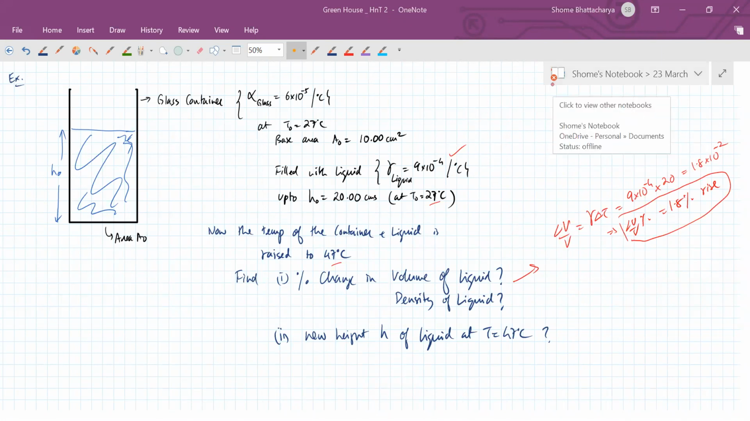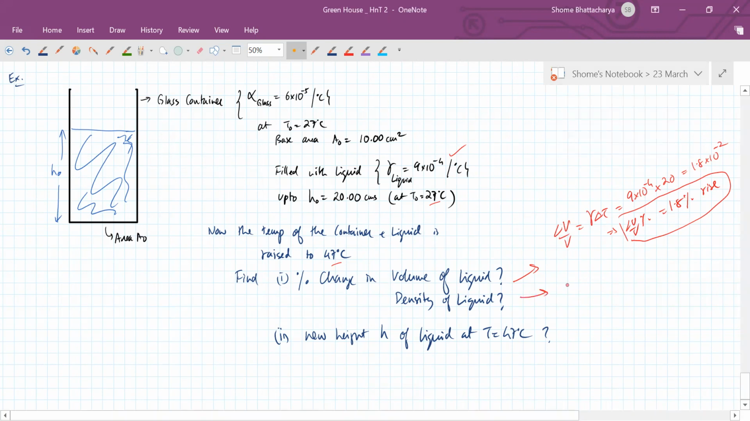Okay. So accordingly, the density is a 1.8% drop.